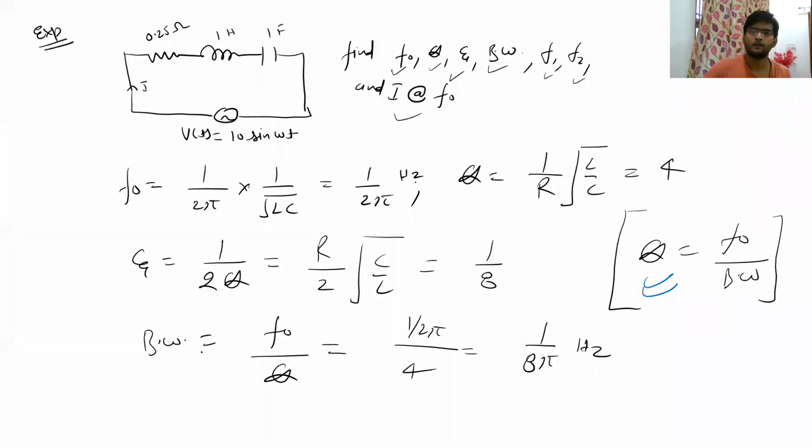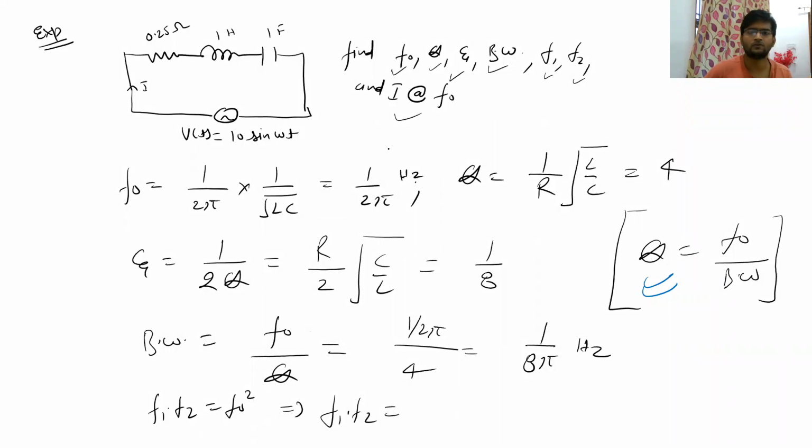Clear? Now, coming back to the question, we already know that the multiplication of f1 and f2 is nothing but f naught square. So from here we will get f1 into f2 is equal to, what is your f naught?